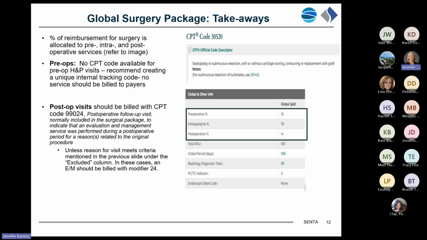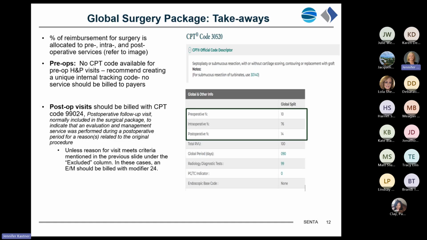Post-op visits should be billed with CPT code 99024. Again, going back to the previous slide, unless the reason for the visit meets criteria mentioned in that excluded column. In that case, we can add that modifier 24, like in the example that I mentioned, coming in for the post-op septoplasty, but they also had an upper respiratory condition that was addressed. What you would do is bill an E&M code with modifier 24 for the upper respiratory, and you would only put the diagnosis for the upper respiratory, linked to that.